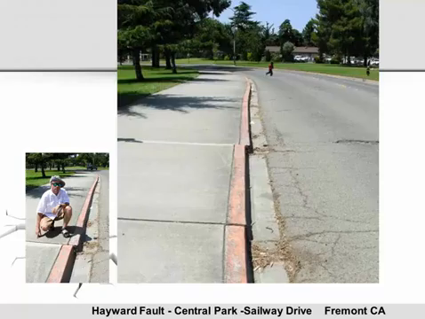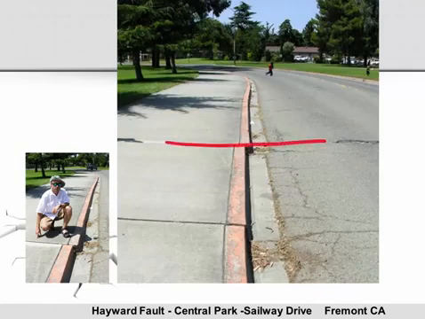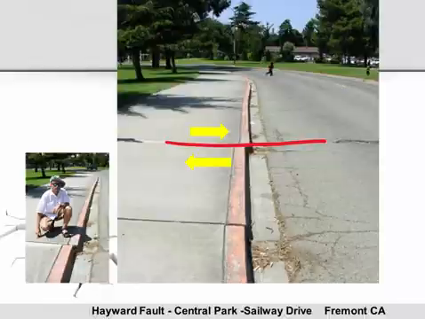This picture of the Hayward Fault was taken in Fremont, California, in Central Park. You can see when the road planners built this road, they didn't intentionally offset the sidewalk and curbing. What happened here is part of the road was built on the North American plate, and the other part of the road was built on the Pacific plate. Here's the fault line, and we can see the further section is moving northward, where the side that the photographer is standing on is moving towards the south.